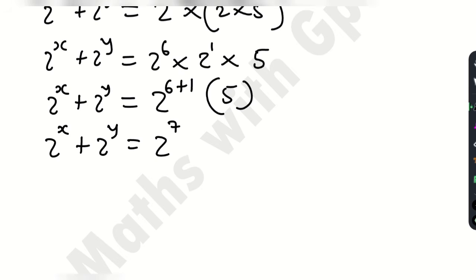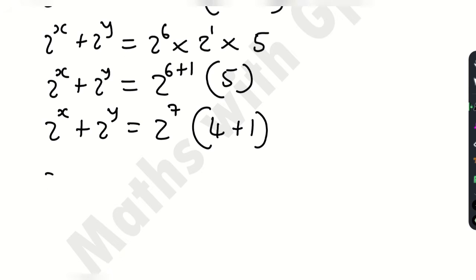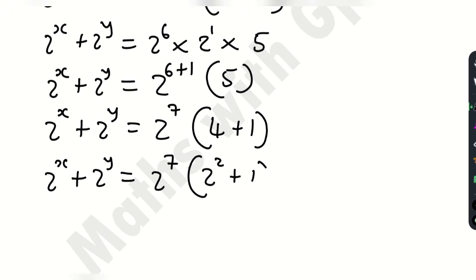All right. Now what about 5? I'm going to write 4 plus 1. You see what I'm doing here? Good. So next line is going to be 2 raised to power x plus 2 raised to power y is equal to 2 raised to power 7 bracket 4 will now be what? 2 raised to power of 2 plus 1.